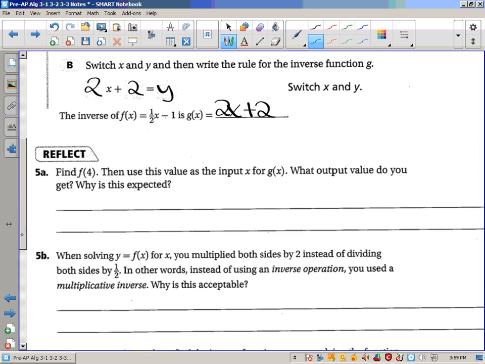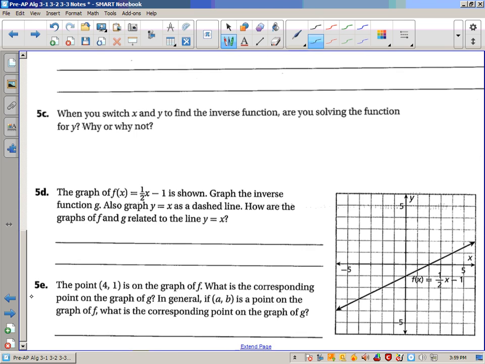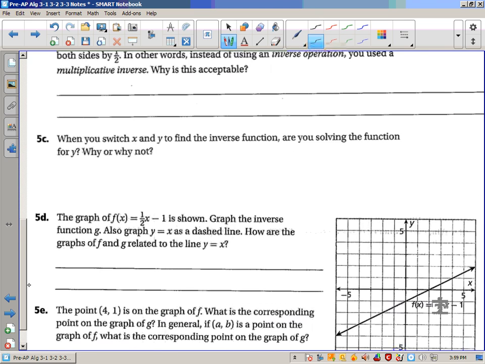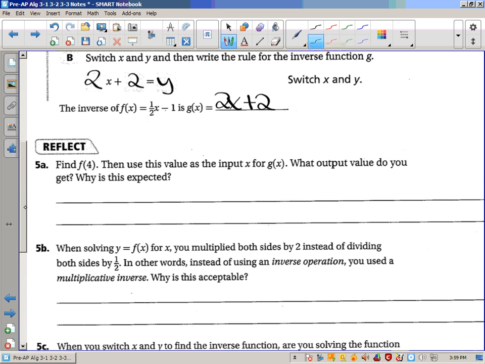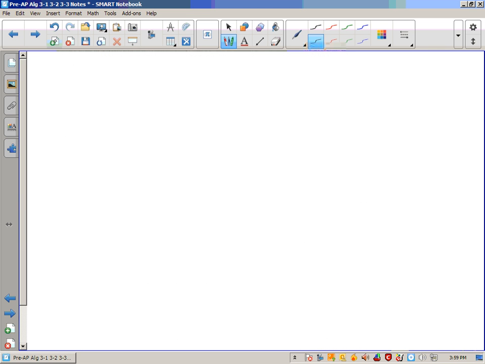So, before we do maybe some of these reflection questions, we'll do the ones at the end. I want to do another example. And I'm going to do it a little bit differently than how they did. So let's say this is my function, f of x equals 3x minus 7. And I want to find the inverse.